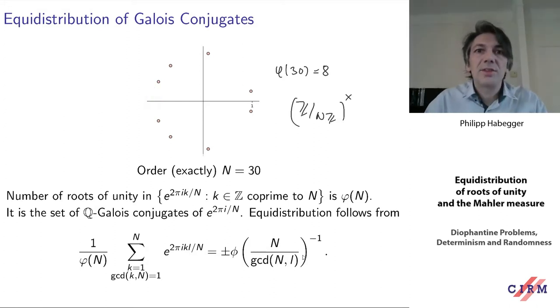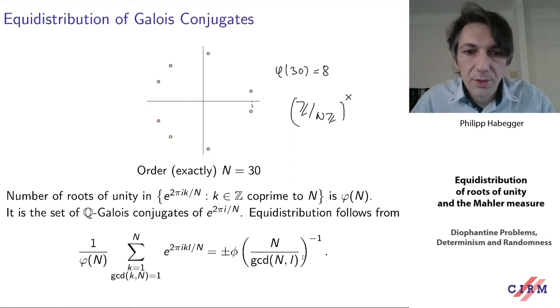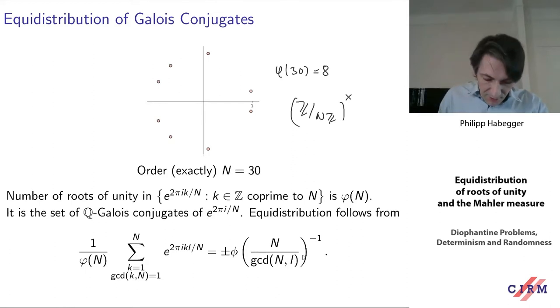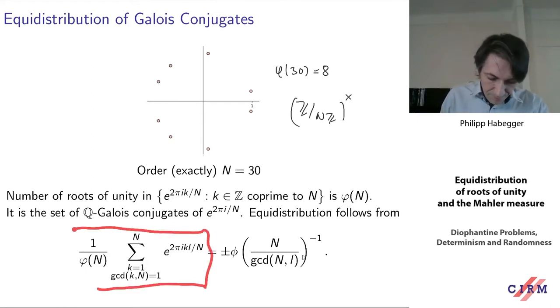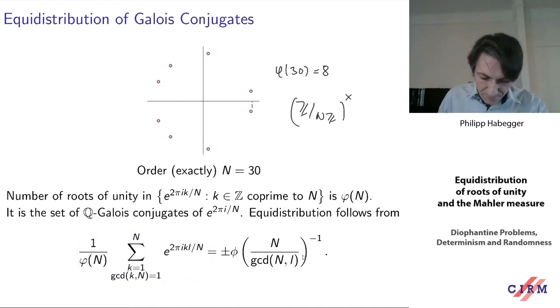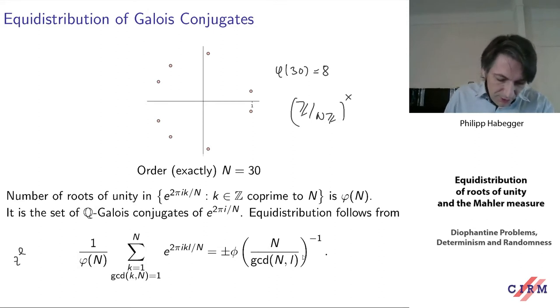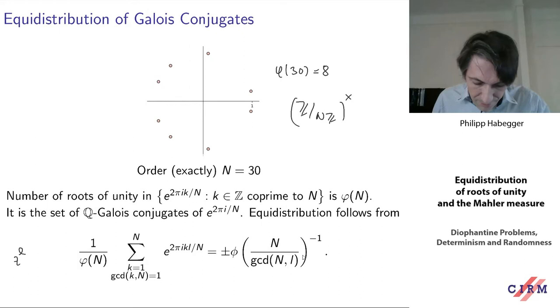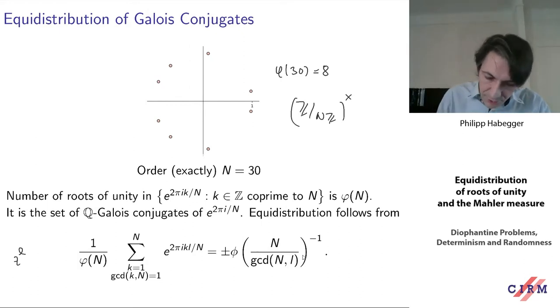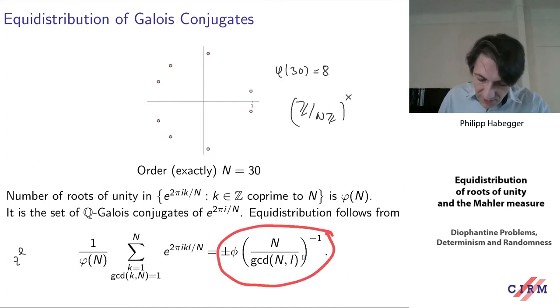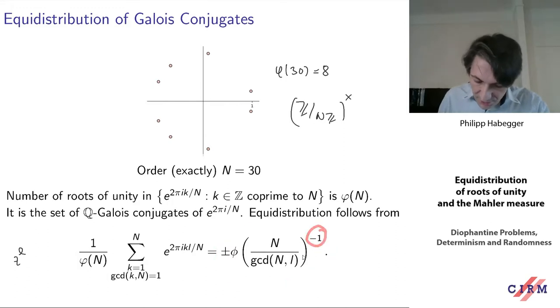Nevertheless, this is also a classical result. So computing the corresponding sum here, where you take the average over the Laurent polynomial z to the L of the roots of unity of order exactly n, this average can be computed and is also expressible, up to sign, in terms of the Euler function. As you see here, there's a n to the minus 1 here in the exponent.